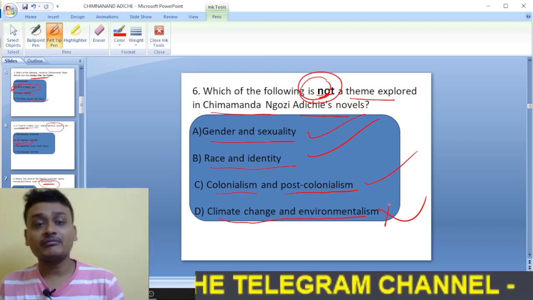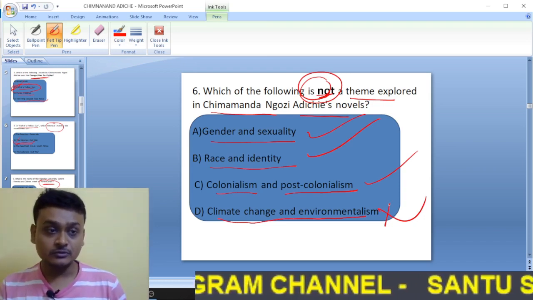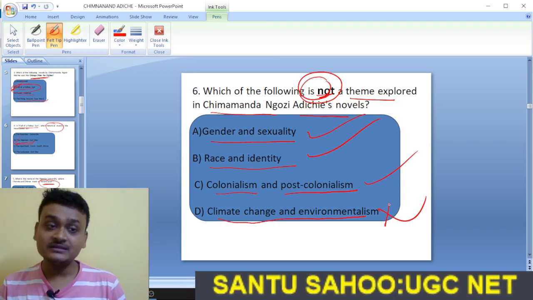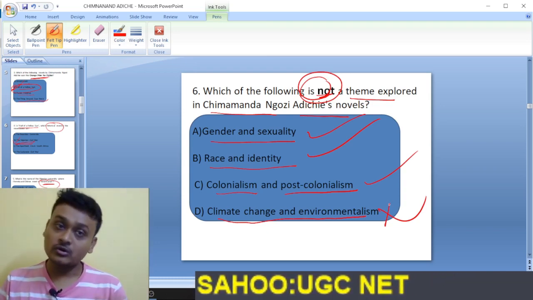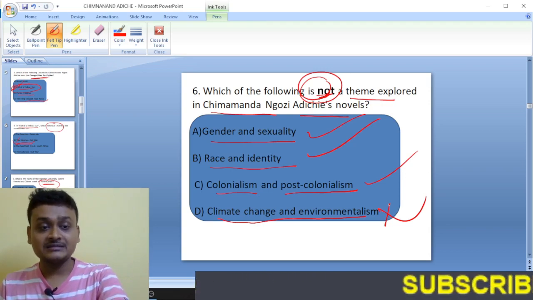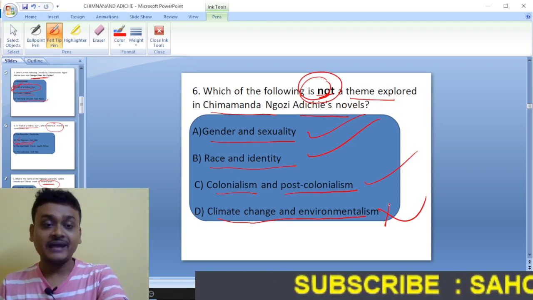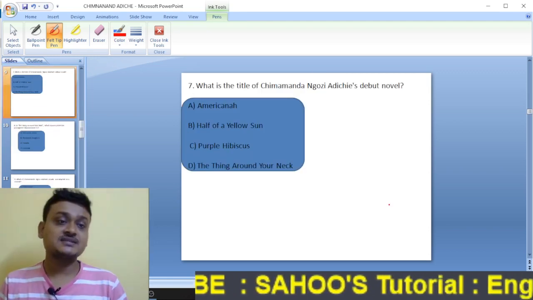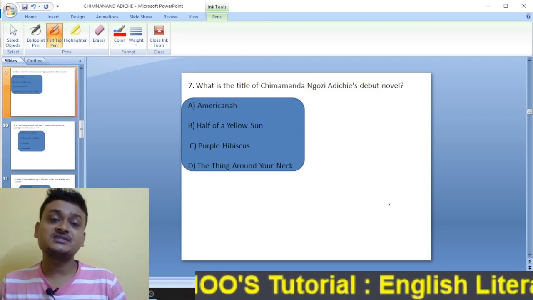So in her novels, she has explored the themes of gender and sexuality, race and identity, colonialism and post-colonialism. But in her novels, we cannot find the themes of climate change and environmentalism. Moving on to question number 7. What is the title of Chimamanda Ngozi Adichie's debut novel?